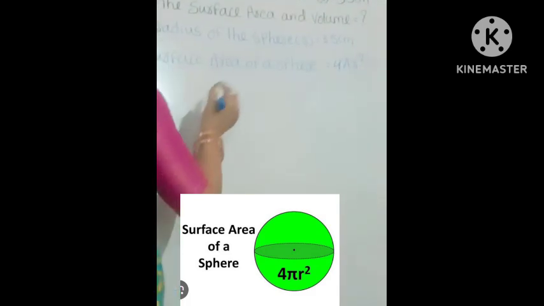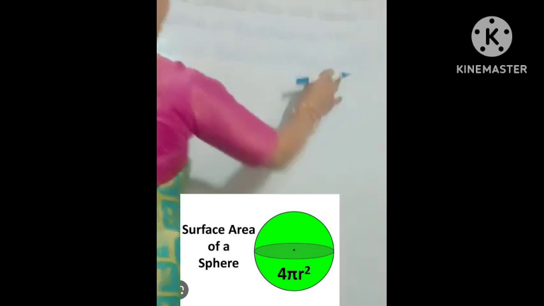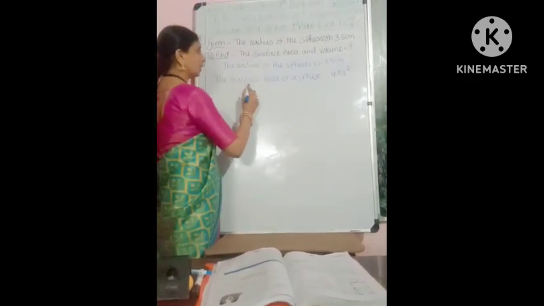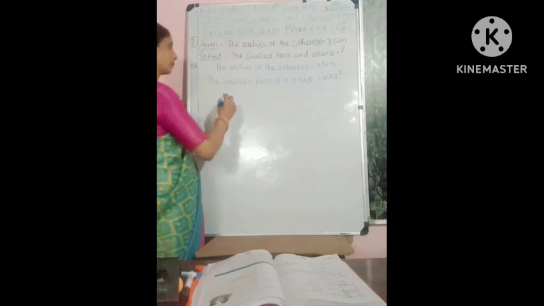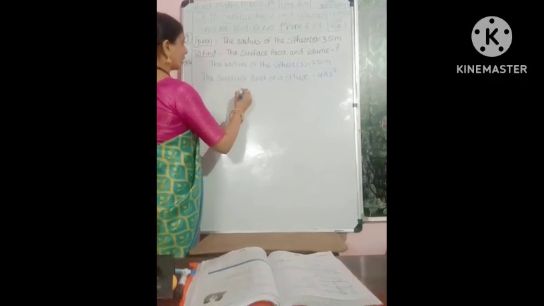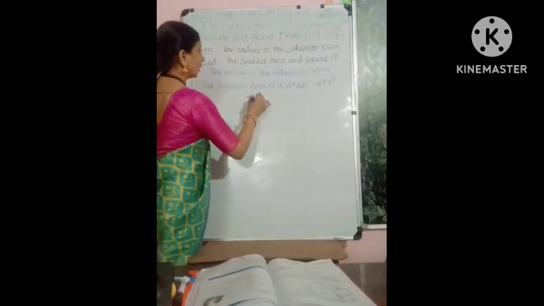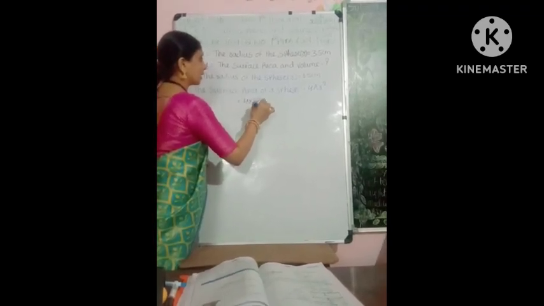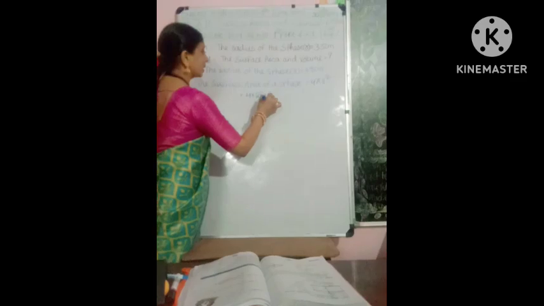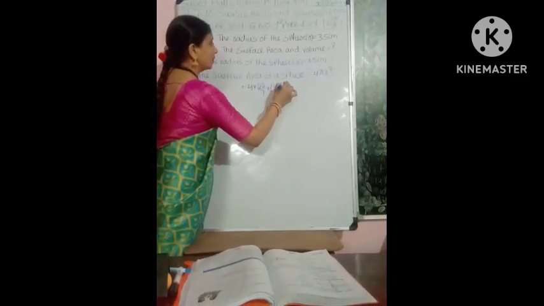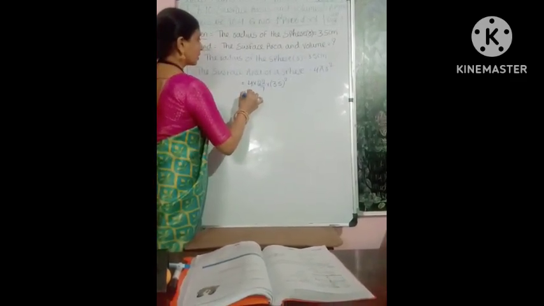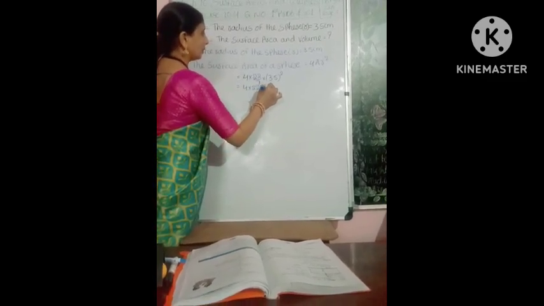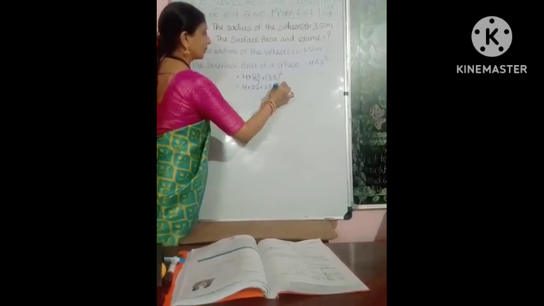R is given, so we substitute the R value in this formula, and we get the surface area of the sphere. What's the R value? 4 into pi. Do you know the pi value? Pi is nothing but 22 by 7, into r square. R square is nothing but 3.5 whole square. So 4 into 22 by 7 into 3.5 into 3.5.